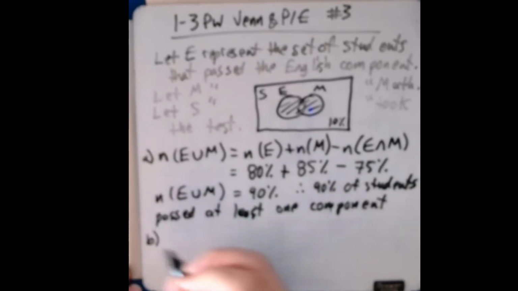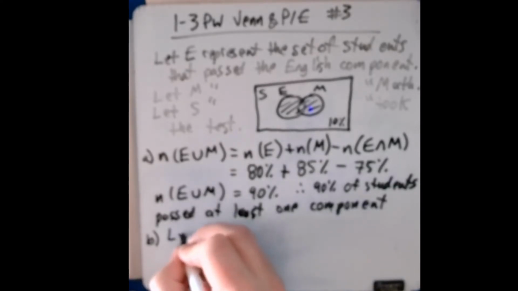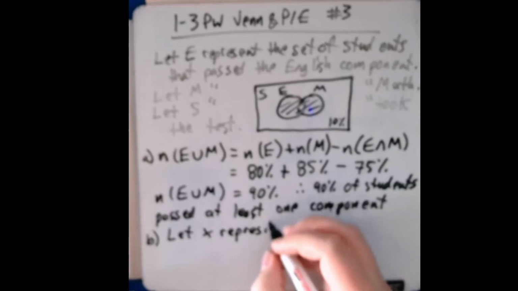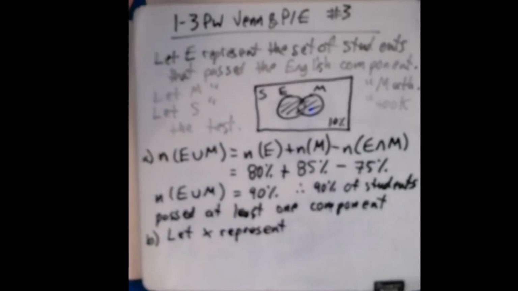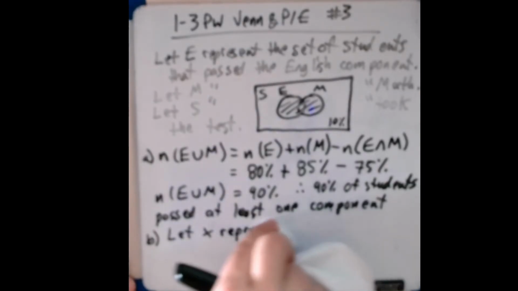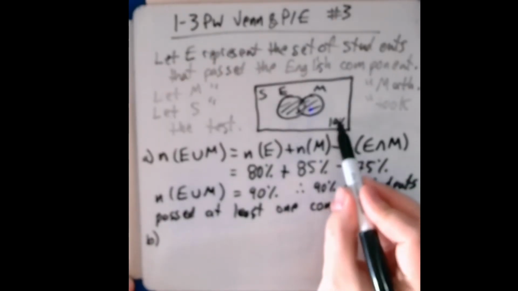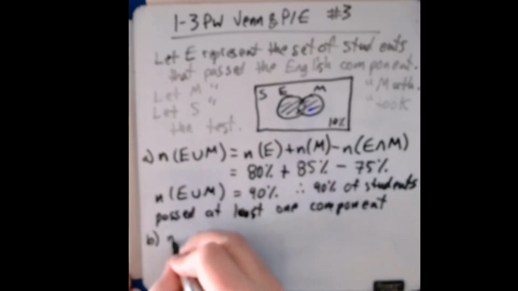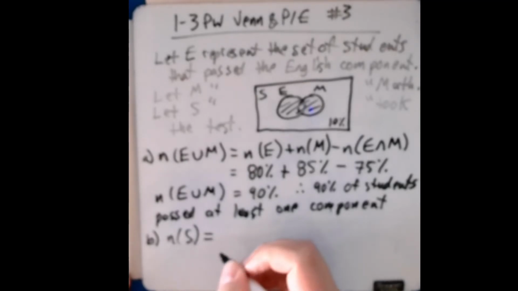So let's take a look at B. B says if 45 students failed in both the subjects, how many students wrote the test? Actually I don't need to introduce a new variable, I already have S. That's fine. So S is all the students in here, and we know that this value here is 10% and this value here is 45.